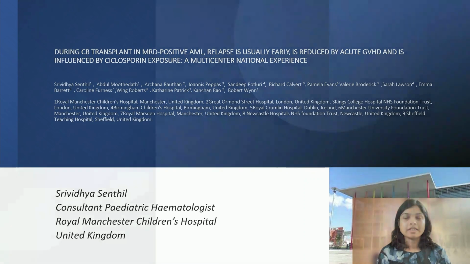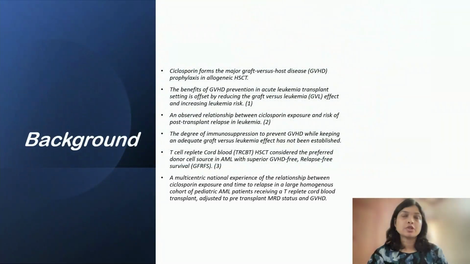We know cyclosporin forms the major GVHD prophylaxis in allogeneic stem cell transplantation, being a part in more than 70% of the transplant schedules. However, the benefits of GVHD prevention offered by this drug in the setting of acute leukemia transplant is offset, or expected to be offset, by reducing the graft versus leukemia effect, thereby raising the leukemia relapse risk.